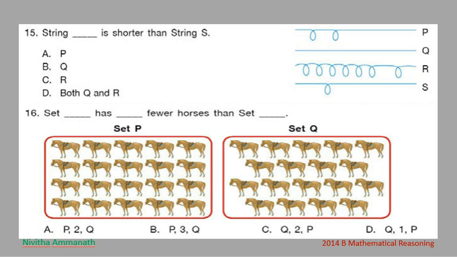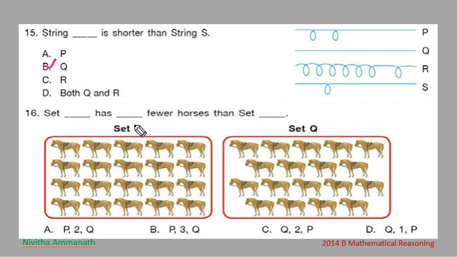String dash is shorter than string S. String S is this. Shorter string is Q. Q is shorter than S. Because in this, curved lines are here. So this is longer. And this also longer. This is shorter than S. So Q is shorter than string S. B is the correct option.